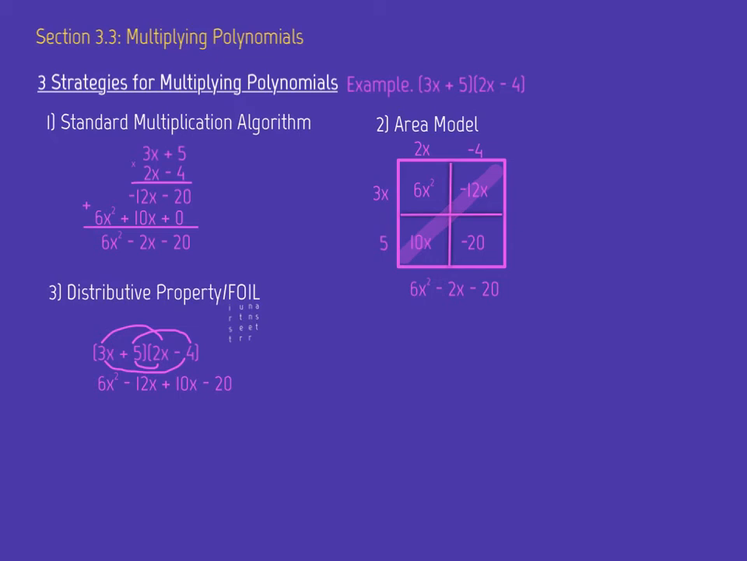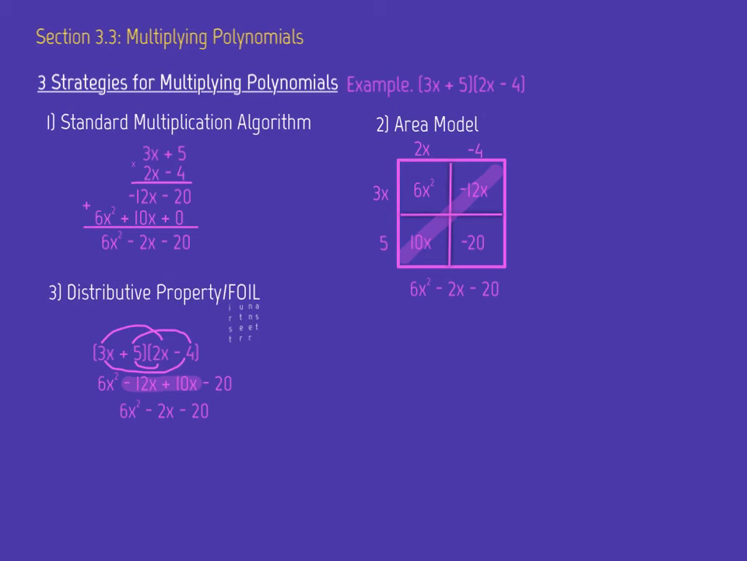Just like we've learned in the past, we should always simplify our final answer, and to do so, we would want to combine the like terms. Notice here, the negative 12x and the 10x both are a single x variable, so we can combine those. And if we do so, we're going to end up getting the exact same answer that we got using the other two strategies: 6x squared minus 2x minus 20. So you now have three strategies that you can use for multiplying together polynomials. There may be some cases where one works better than another, but you should be able to make them all work for you and choose the one that makes the most sense to you.